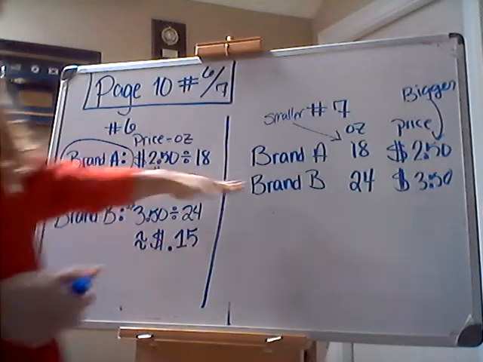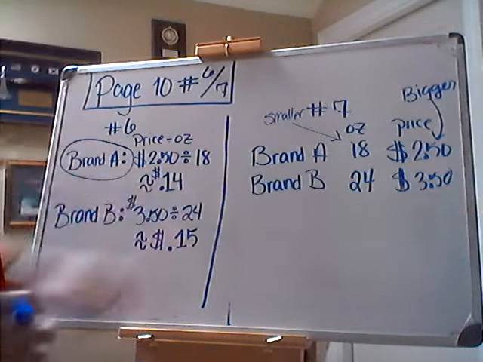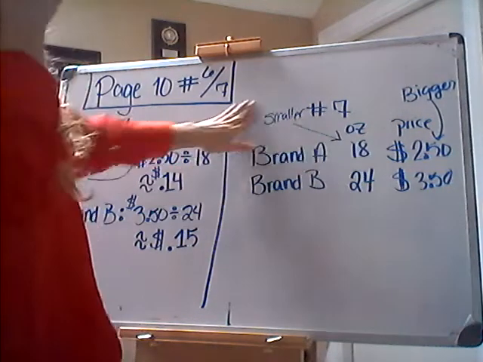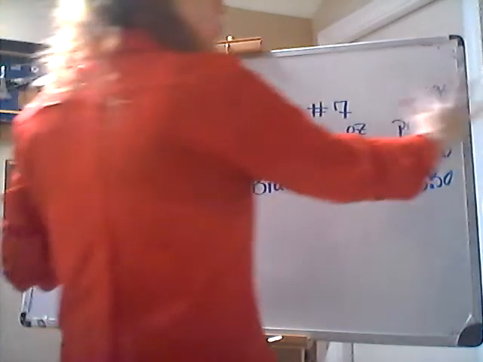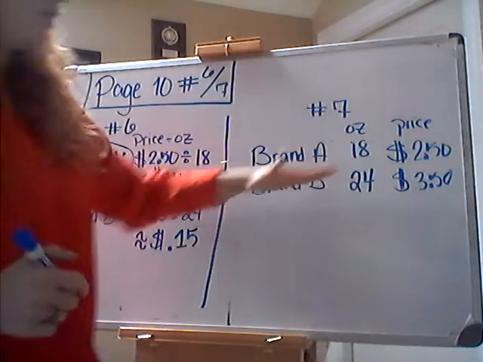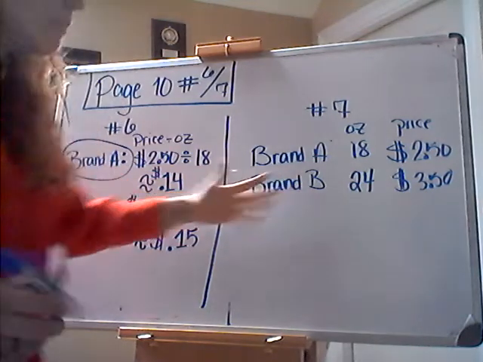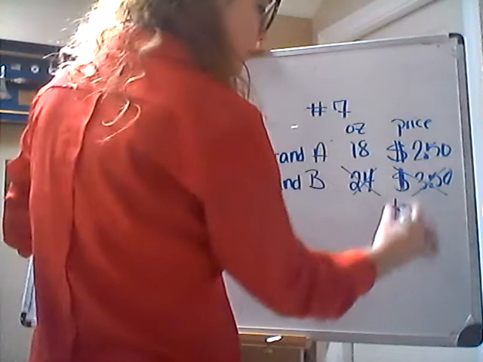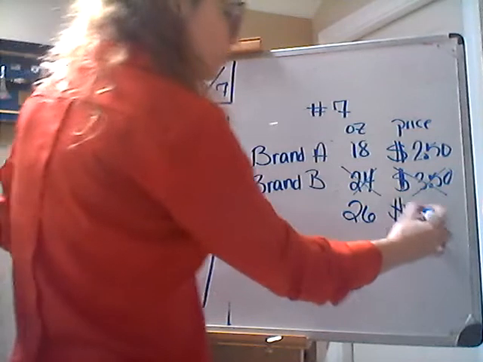So you can either make brand B cheaper per ounce by changing these numbers, or you can make brand A more expensive by changing these numbers. There are tons, infinite amounts of numbers you guys could choose to put in there to change this so that brand B is actually the cheaper brand. An example could be, like I said earlier, we could throw a few more ounces in there. Let's say 26 ounces for $3.50.